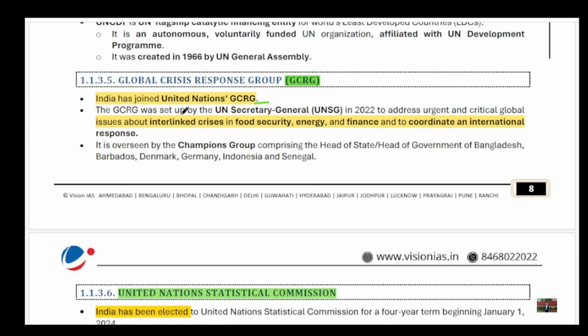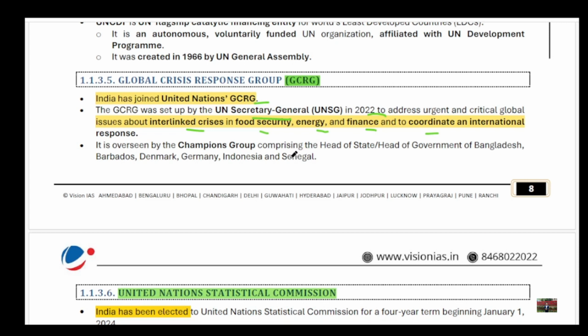The Global Crisis Response Group was set up by the United Nations Secretary General in 2022 to address urgent and critical global issues about interlinked crises in food security, energy, and finance, and to contribute to an international response, right? There was a major issue of food security during the Russia Ukraine crisis, so that is why the UN Secretary General, Mr.